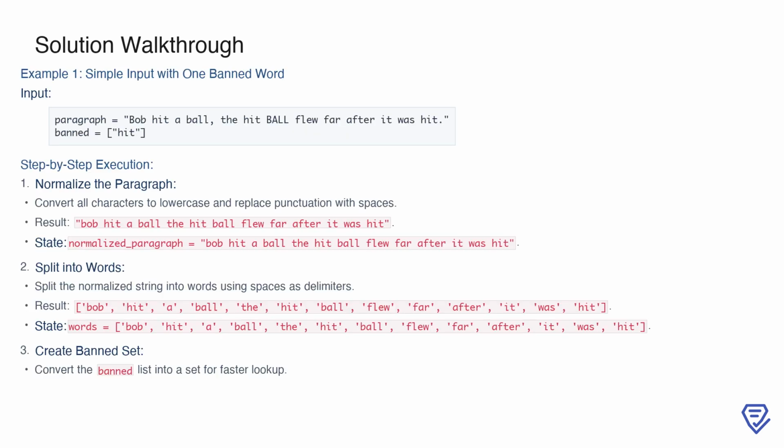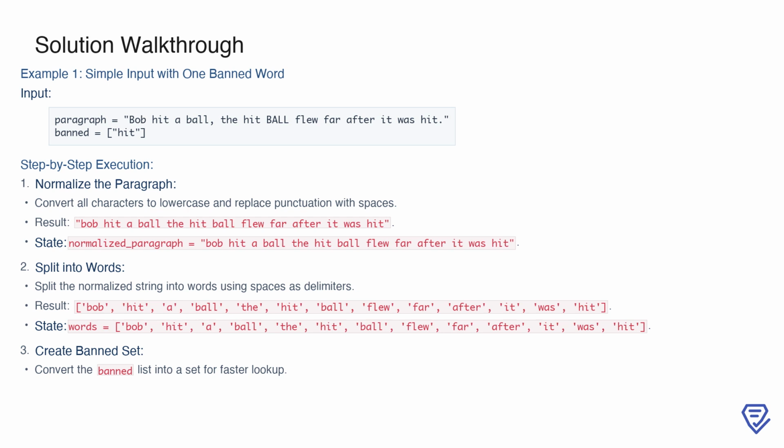To solve this problem, we start with a paragraph and a banned word, and our goal is to determine the most common word that is not banned. First, we normalize the paragraph by converting all characters to lowercase and replacing punctuation with spaces. This ensures consistency in the text by removing case and special characters as factors. The result is a clean string where all words are lowercase and separated by spaces. Next, we split this normalized string into individual words, using spaces as the delimiter. This gives us a list of words that we can work with.